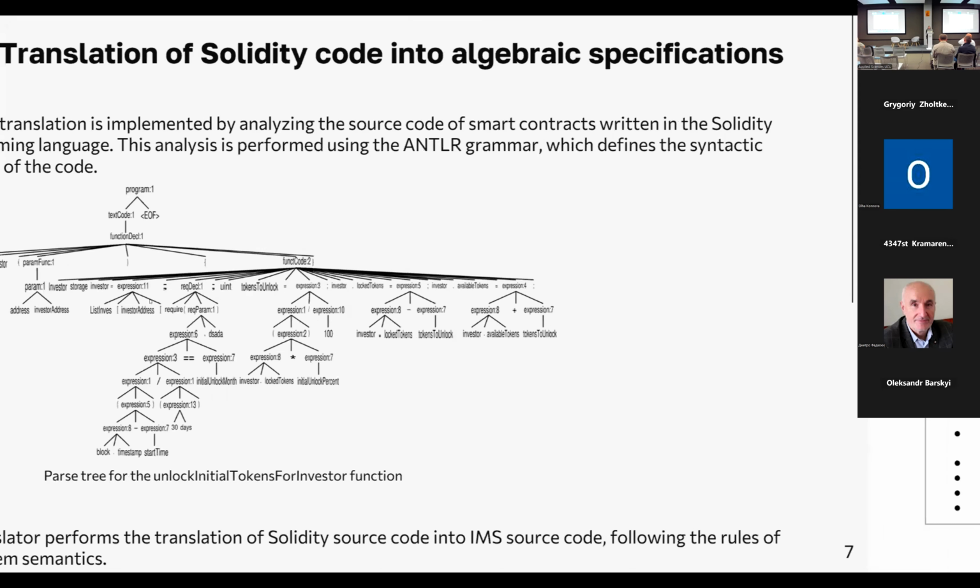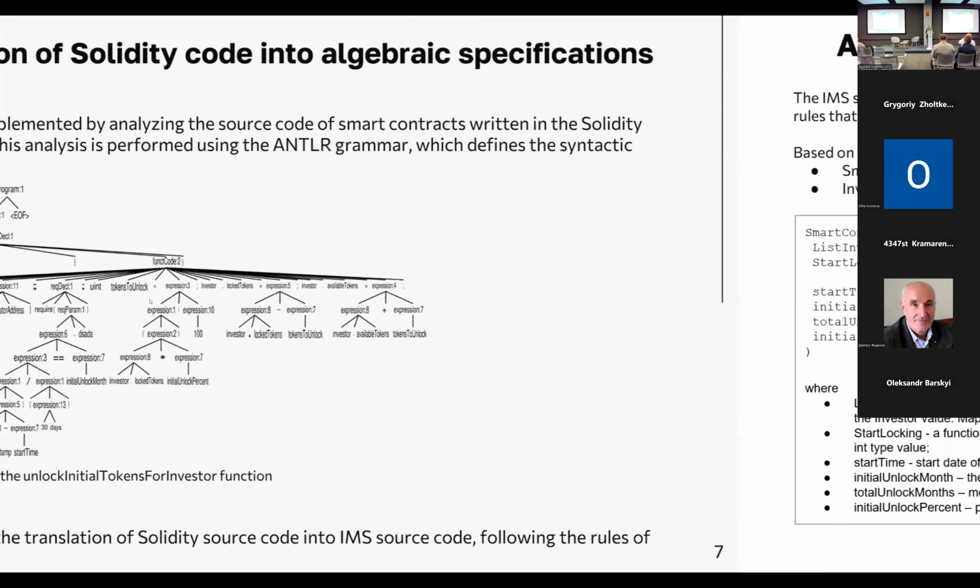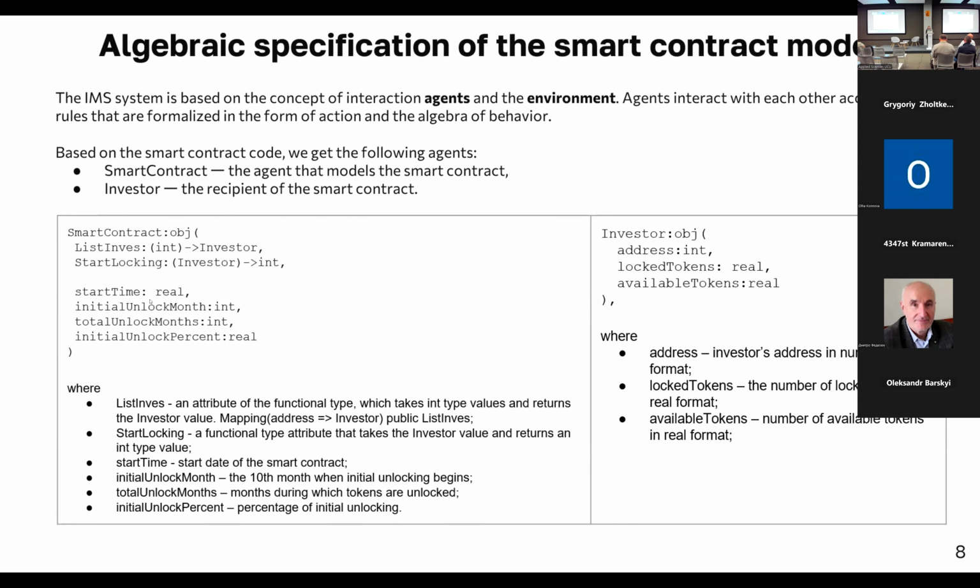semantics. The insertion modeling system is based on the concept of interaction of agents and environments. Agents interact with each other according to the rules that are formalized in the form of actions and the algebra of behavior. As a result of translation of the smart contract code, we receive an algebraic model. Based on our smart contract code, we have got two agents: the smart contract and the investor, the recipient of the smart contract. On the slide, we can see how these agents are presented in the IMS system and the attributes of these agents within the system.